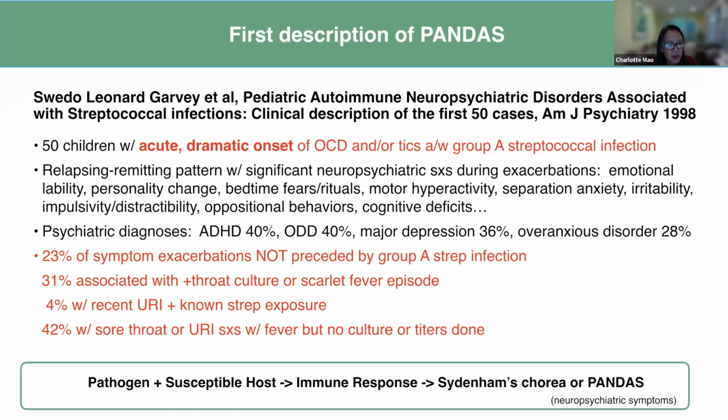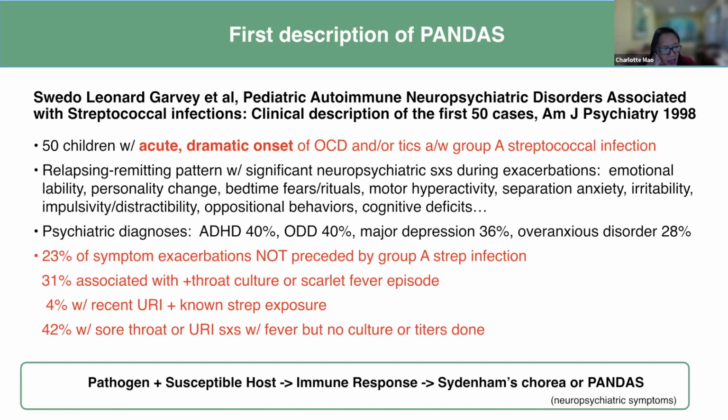And that was divided between 4% who had a recent URI and a known group A strep exposure, and the largest group, 42%, who had sore throat or URI symptoms with fever, but no group A strep testing was done. However, because of the historical precedent of Sydenham's chorea as a post-streptococcal disease, the concept of PANDAS was born.